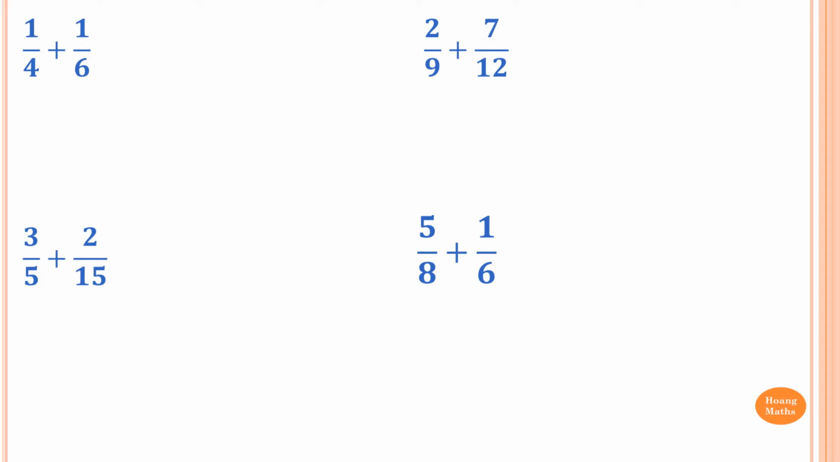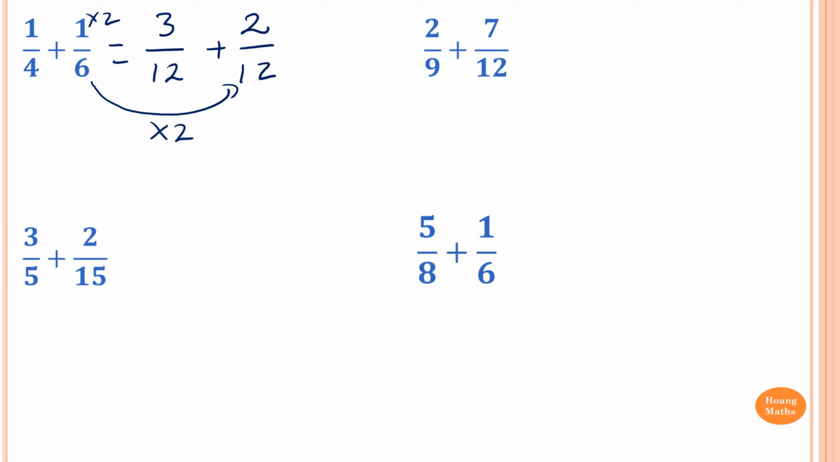So 1 over 4 plus 1 over 6. So the common denominator is 12. So just write 12 here, write 12 here. So from 4 to 12 is 3 times. So 3 times 4 is 12. So this must times by 3. So 1 times 3 is 3. And then from 6 to 12, I times this by 2. So this times 2 as well. So 1 times 2 is 2. So now we just add the numerators. So 3 plus 2 is 5. So the answer is 5 over 12.